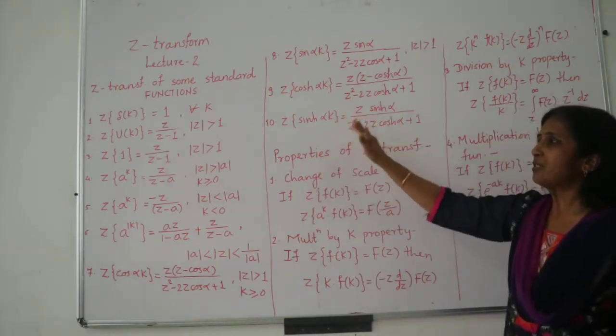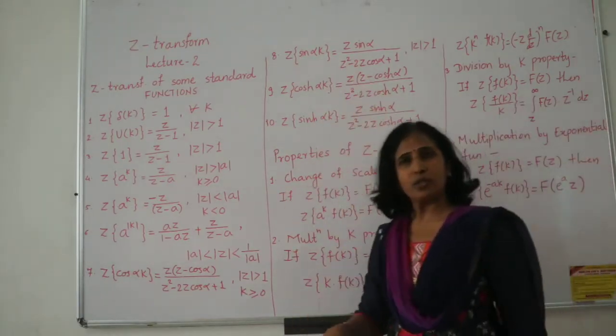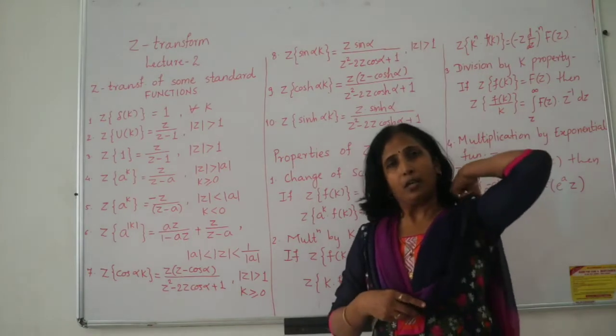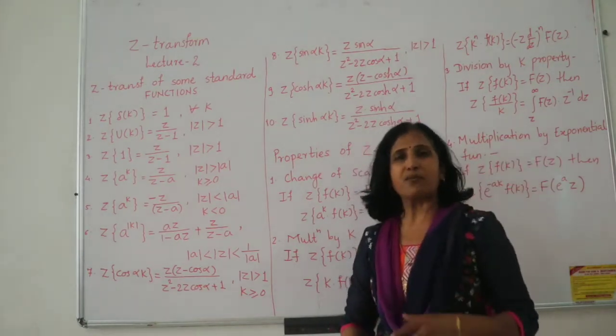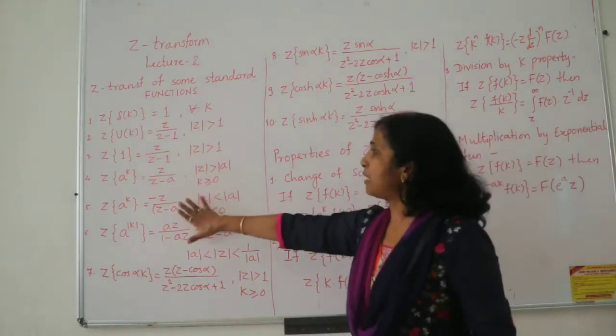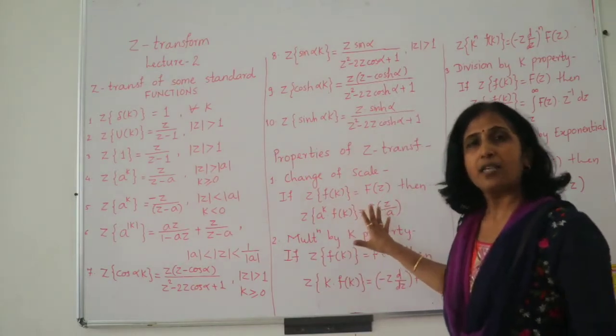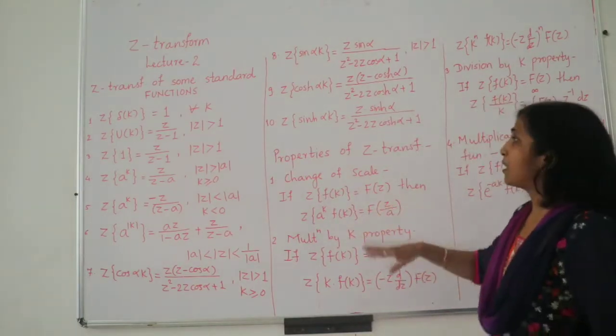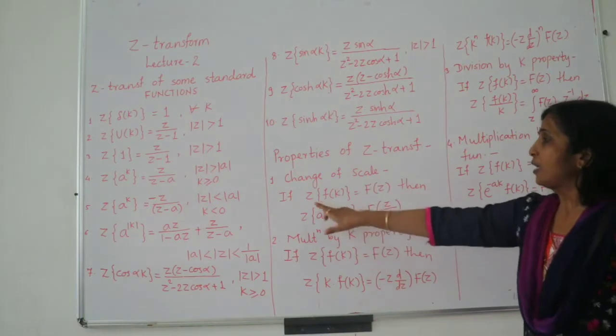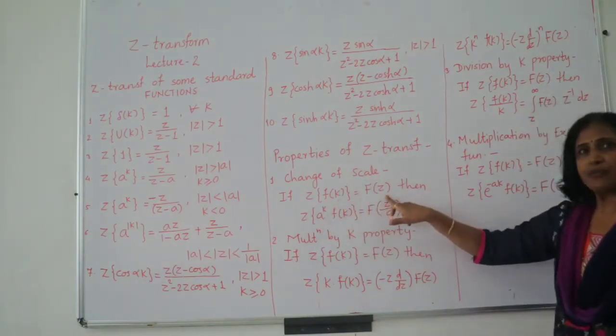Now, along with these commonly used functions, we should know some of the properties of Z transform, and we should know all these formulae as well as properties to simplify the further examples. So see, the first one is change of scale. Z transform of f of k is f of z.